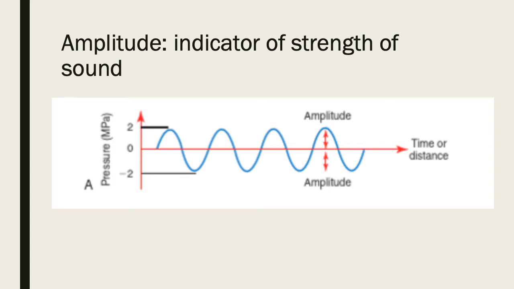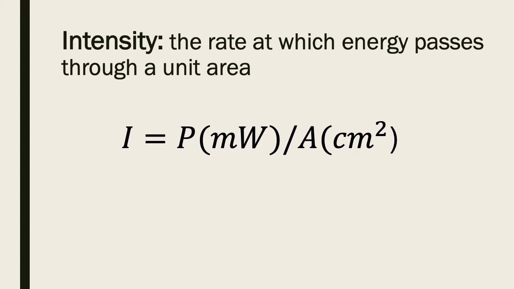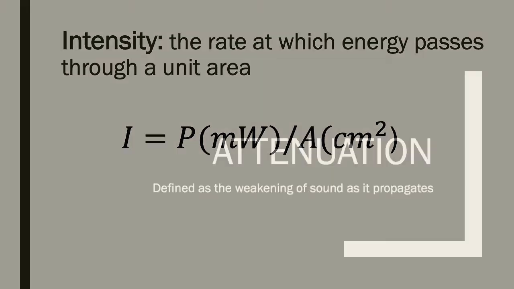Another really important factor that we talk about in sound is amplitude. And amplitude is the indicator of strength of sound. It's the maximum variation or vibration or movement that occurs in an acoustic variable. Intensity is the rate at which energy passes through a unit area. So we have power over area. So it's important to realize that if we decrease our area, our intensity is going to increase. And if we increase our area, our intensity is going to decrease.